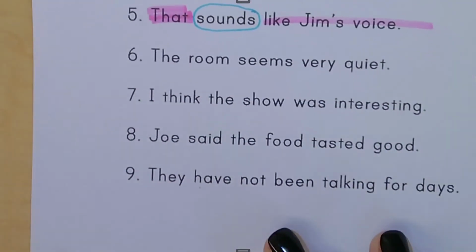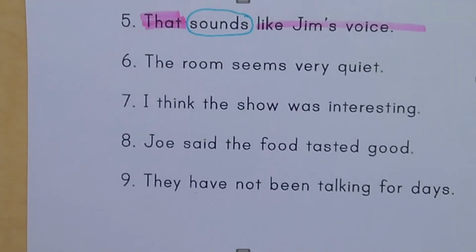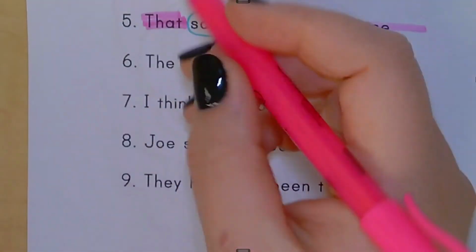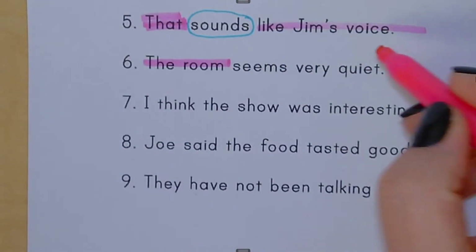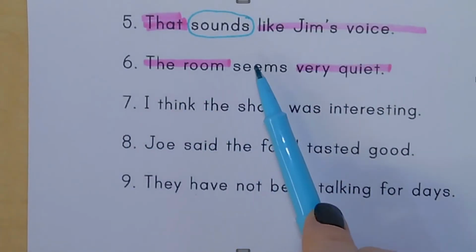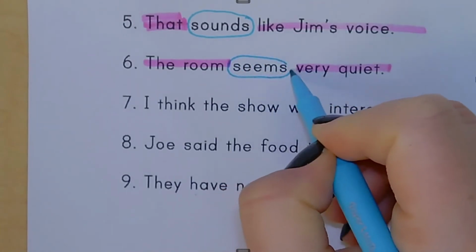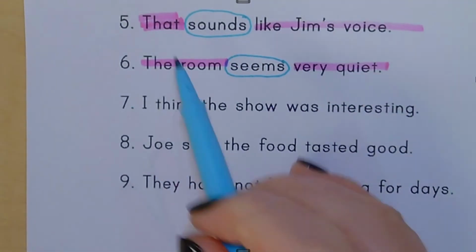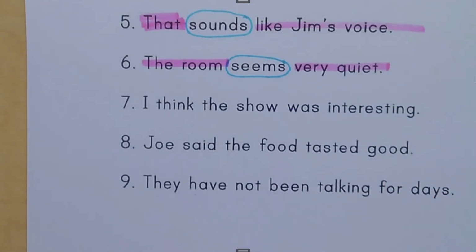Look at number 6. The room seems very quiet. Who or what is this sentence about? The room. That is the subject of your sentence. What about the room? It's very quiet. The room equals very quiet. The room seems very quiet. Seems is your linking verb. It's linking your subject to its state of being. It's very quiet.